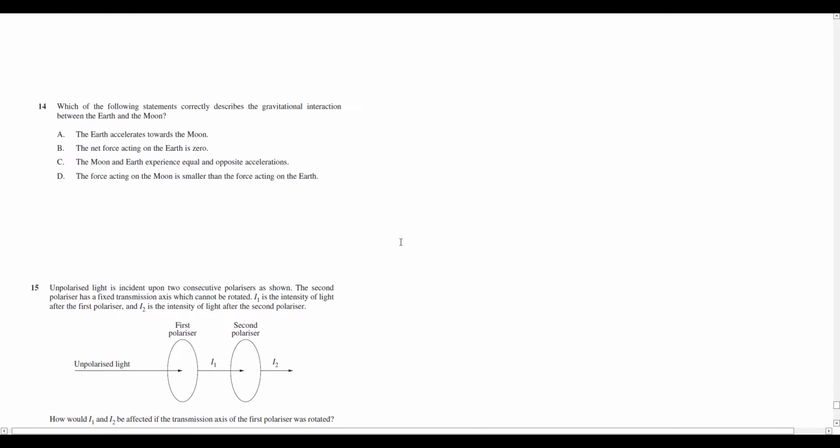Okay, now, question 14. Which of the following statements correctly describes the gravitational interaction between the Earth and the Moon? So, A, the Earth accelerates towards the Moon. Well, that's correct. So, honestly, we could just tick that and keep going on with our answers. But let's quickly read over the rest and see exactly what's going on now.